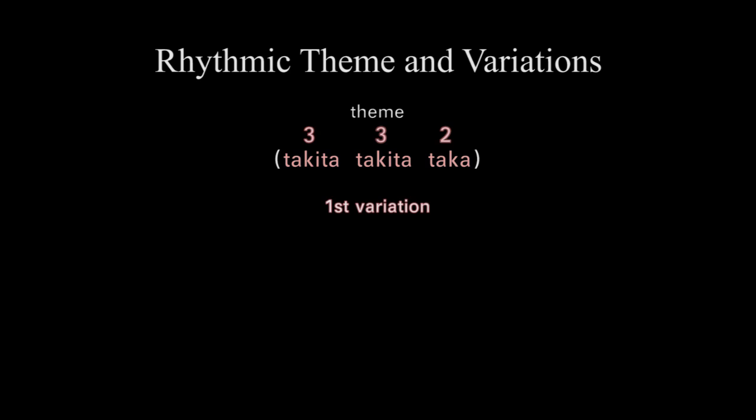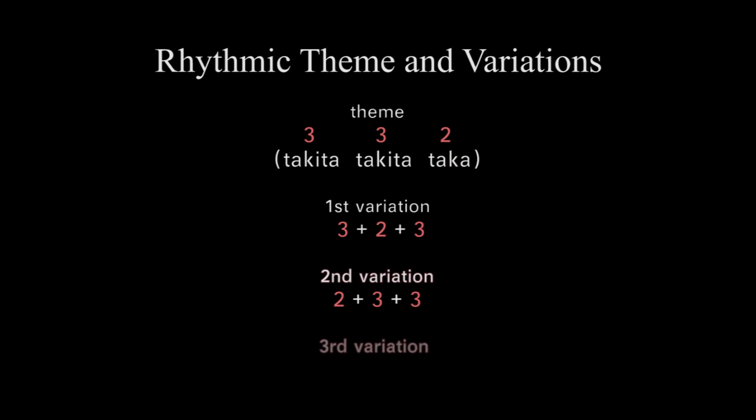The first variation of the theme shifts the position of the two-syllable unit, taka, to the middle of the phrase. This results in a change of phrasing and syncopation. The second variation moves the two-syllable taka unit to the beginning of the phrase, which then also creates a different phrasing and syncopation. In the third variation, the basic phrase is expanded, now becoming four groups of three and then two groups of two.